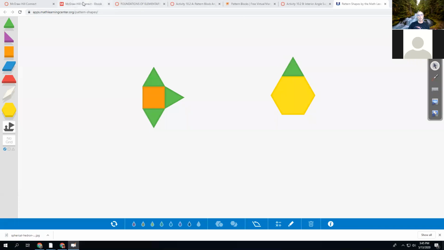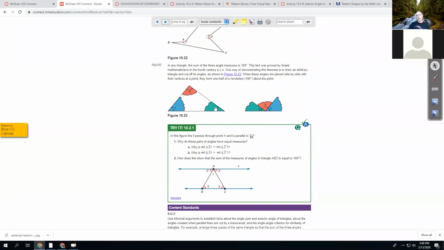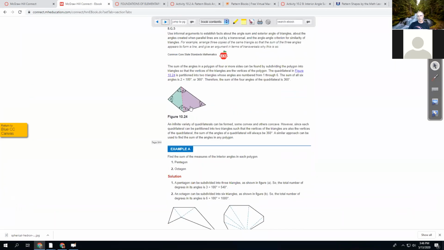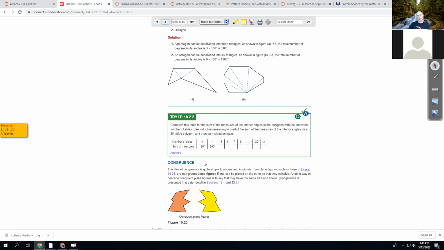And the book tries to go over that here. So again, they have why a triangle has 180. They have the dissection of a quadrilateral. And then they ask you to do a dissection of a pentagon and an octagon, and then extend it here. And then if you click here, you get the answer for this table and what the formula is.